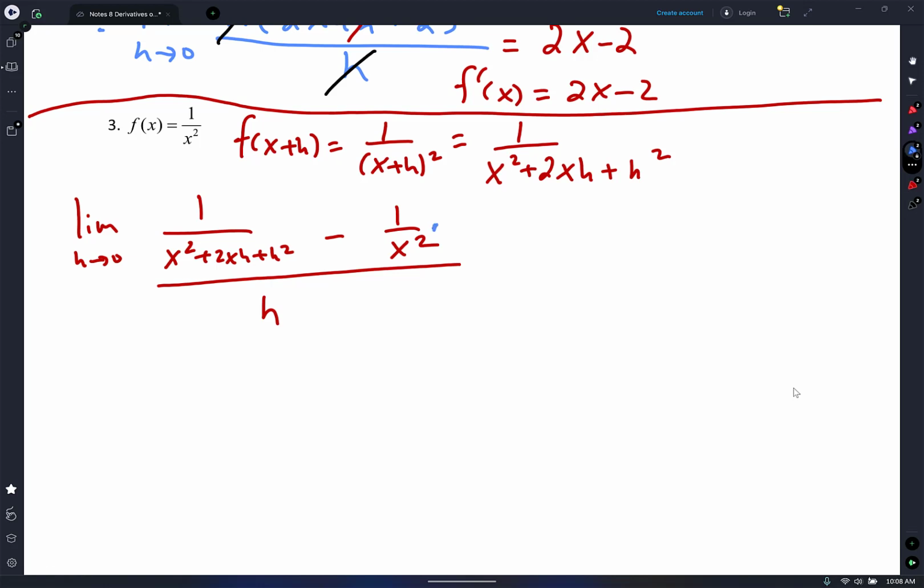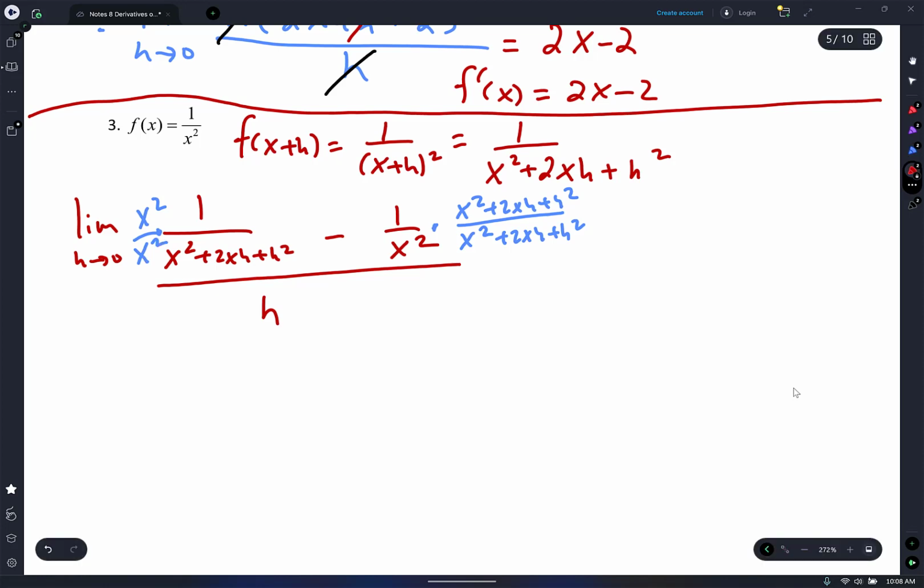I'm going to multiply this by x squared plus 2xh plus h squared over the same thing, x squared plus 2xh plus h squared. And I'm going to multiply this one on the left by x squared over x squared. I would not bother actually distributing the denominators, so I'm going to write it like this.